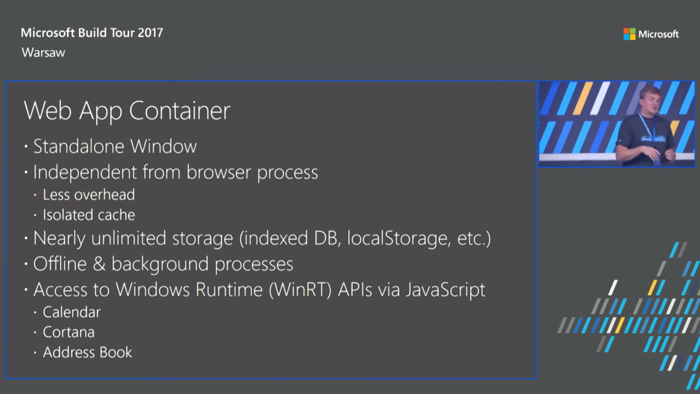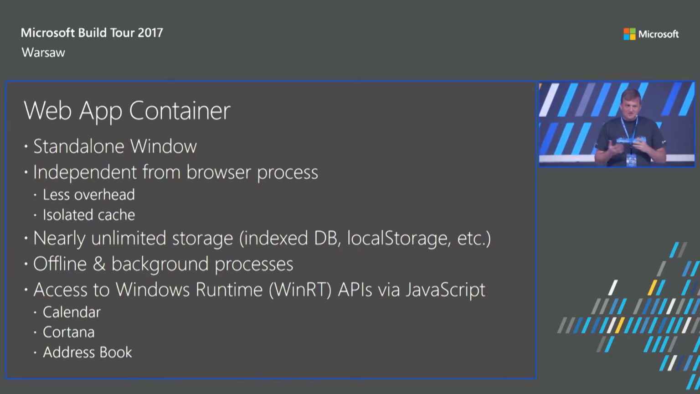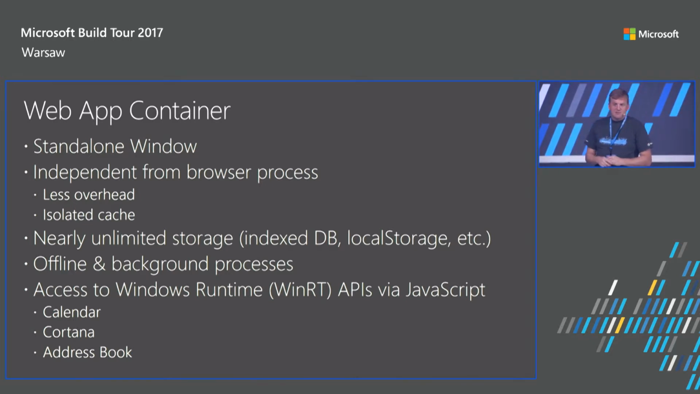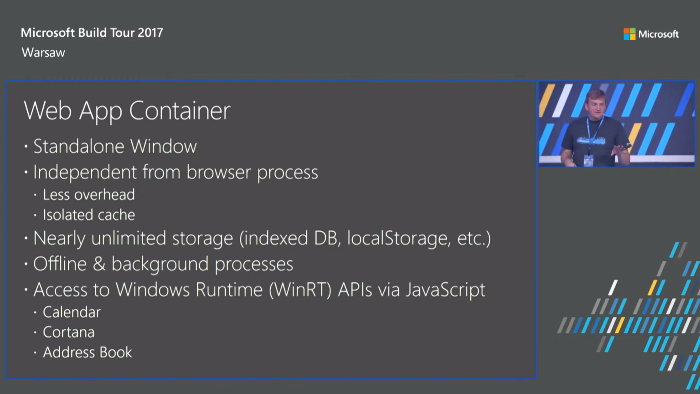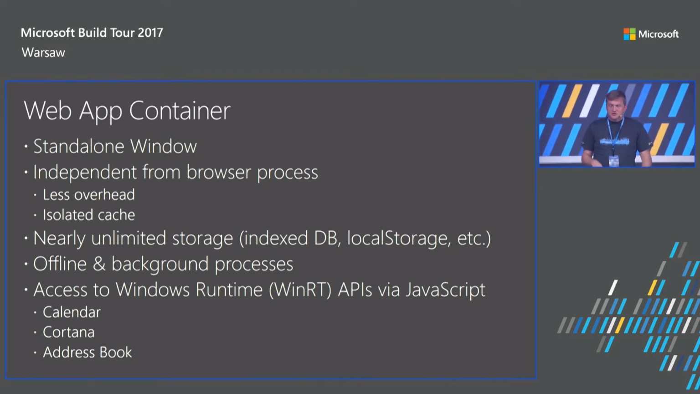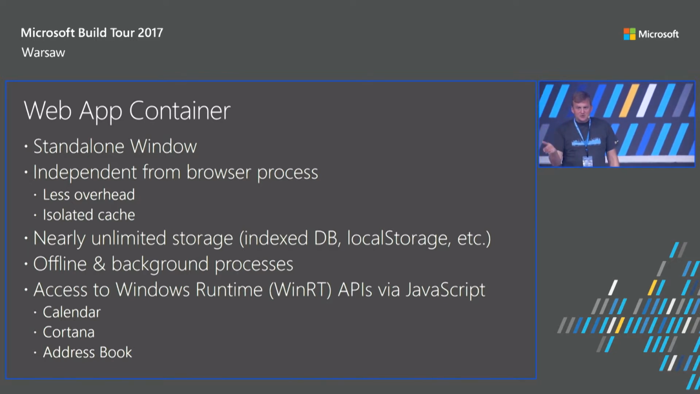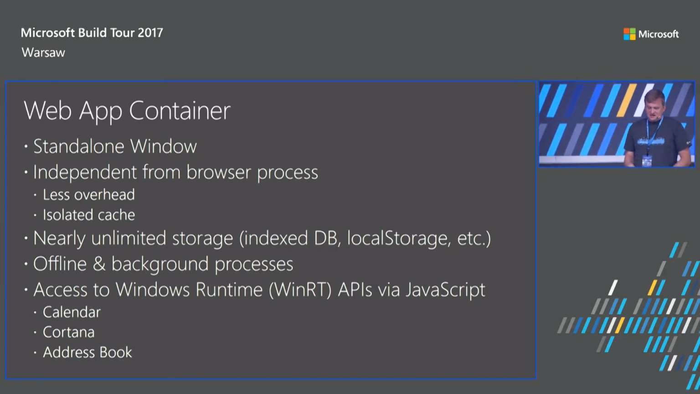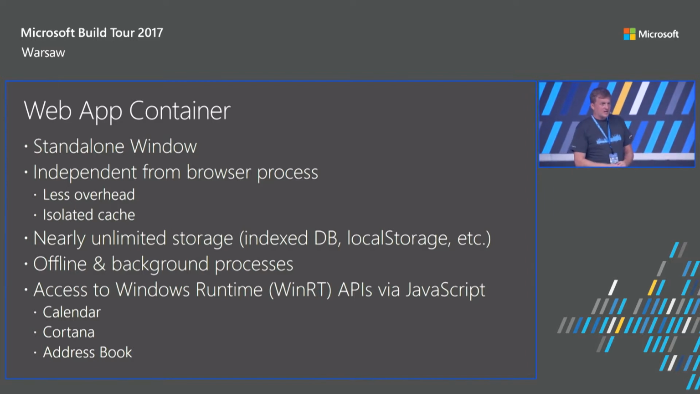You also get nearly unlimited storage. And I say nearly because, of course, your device has a storage limit. But on the web, we cap the amount of data that any domain can store. When it's a progressive web app, we remove those caps so that if you want to store a 2-hour HD video through a progressive web app, you can do that. We also give you access to the Windows API sets. So if you want to do things like check the calendar of the user or implement Cortana features or look at their address book, you can do that. And I'm going to show you a demo of how that works.